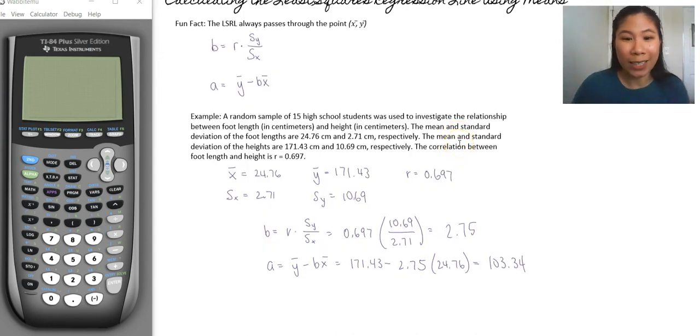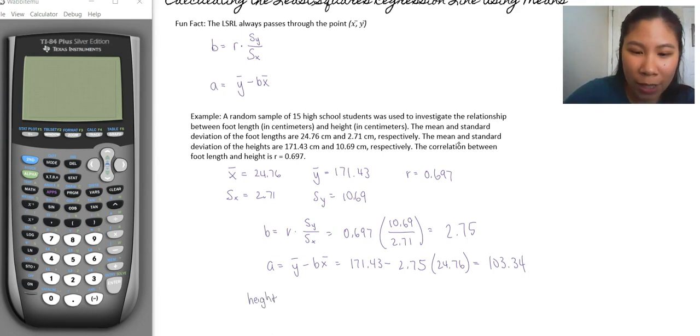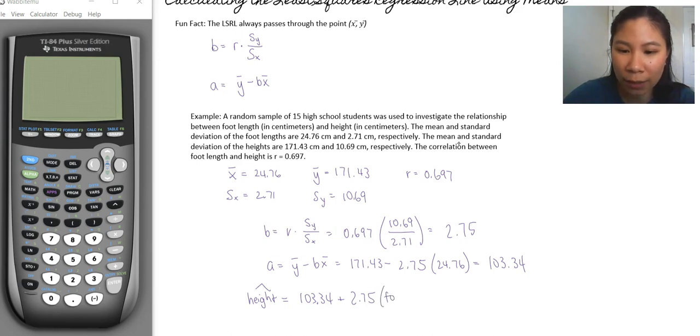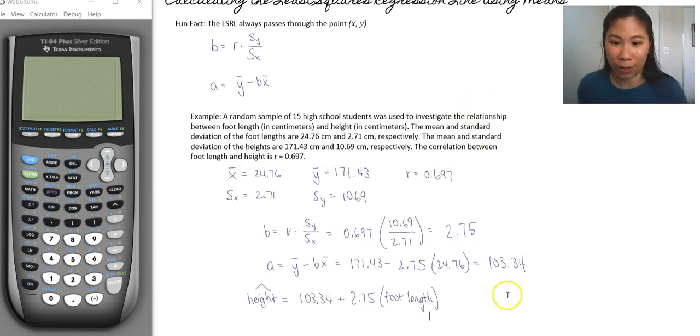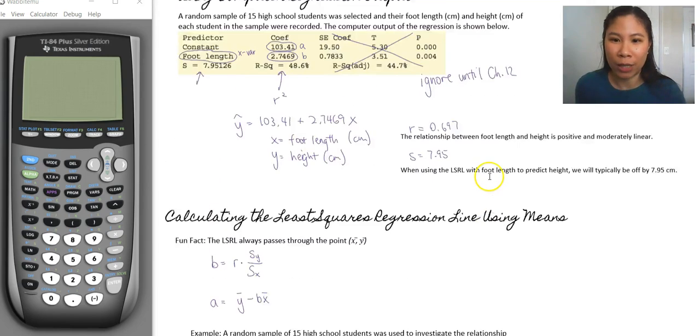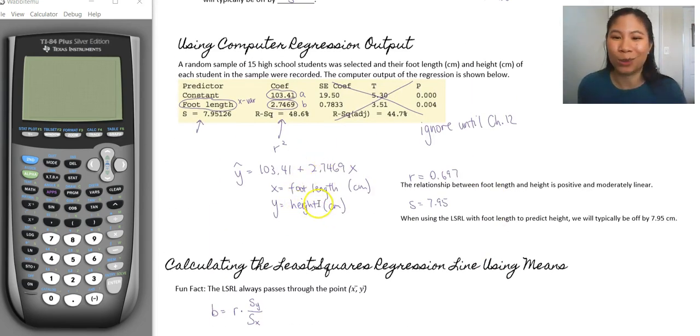103.34. So writing out my full equation, I'll use the other method of writing now, where I define my variables within the equation itself. The predicted height is equal to 103.34, that was a, plus b, which was 2.75, times x, which was our foot length. Just a reminder, every time you write out the equation, you have to define your variables, either this way or by spelling out what x equals and y equals.